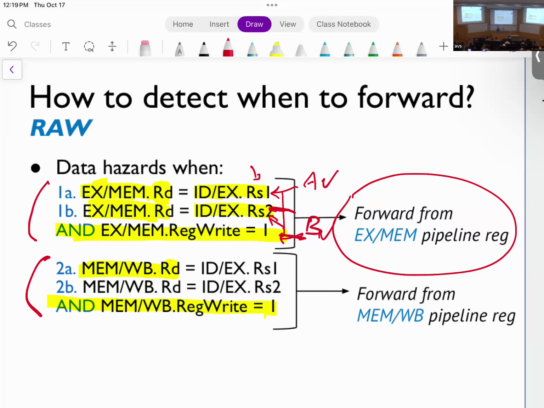Yes? EX is execution. So the question is, what is EX? EX is the execution stage, the ALU stage.